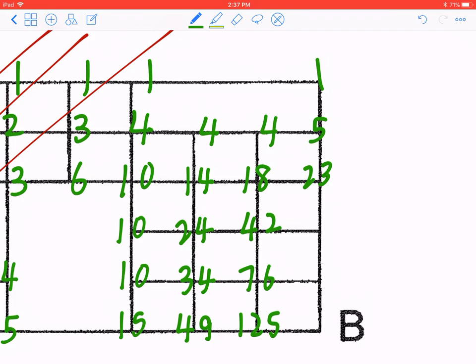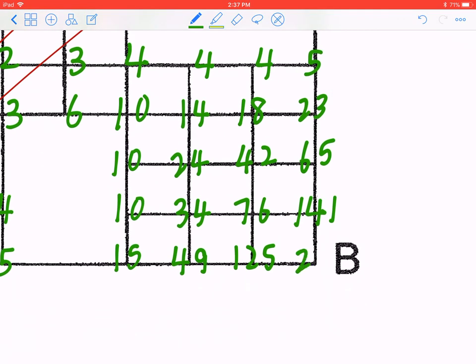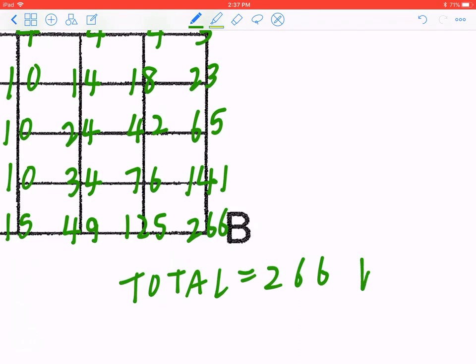You go back. 23 plus 42 is going to be 65. And if you keep going, that's going to be 141. This should be 266. So the total number of pathways would be 266 ways.